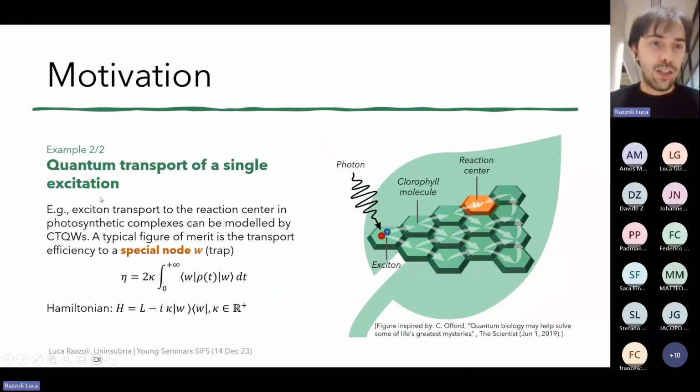Another example is the exciton transport to the reaction center in biological systems, where the typical figure of merit is the transport efficiency, which is defined as the integrated probability of being trapped at the reaction center in the limit of infinite time. So even in this case, we are interested in the population in a specific node.